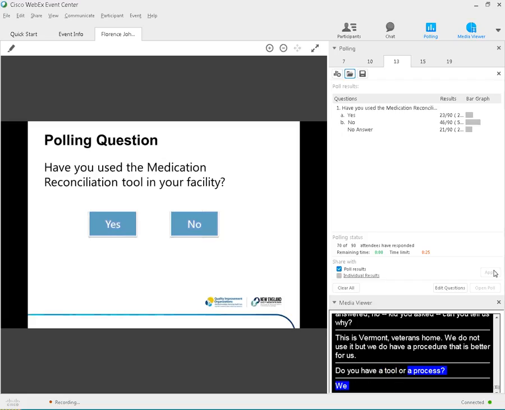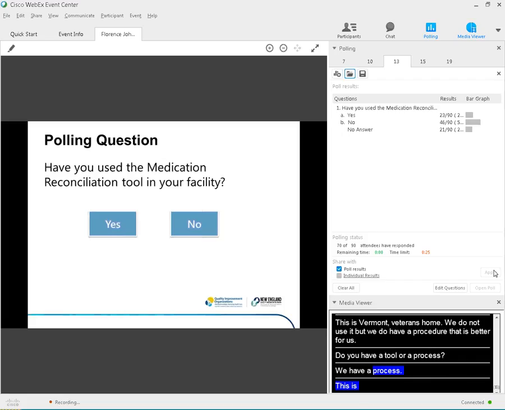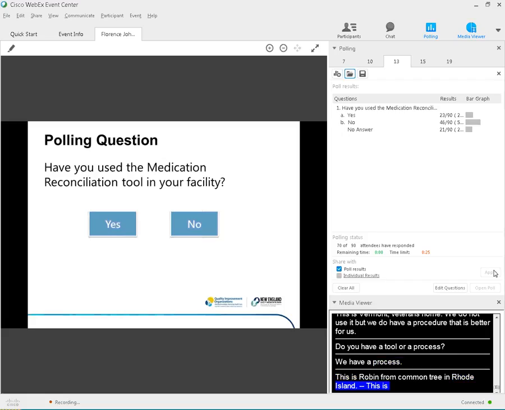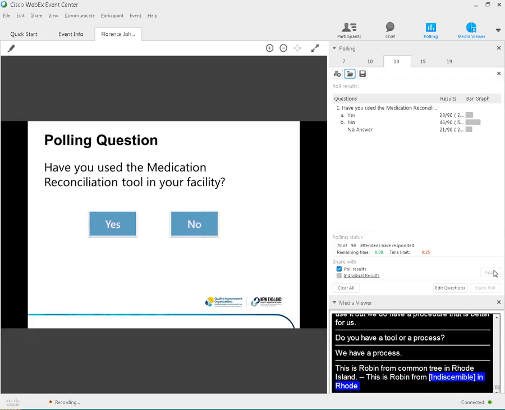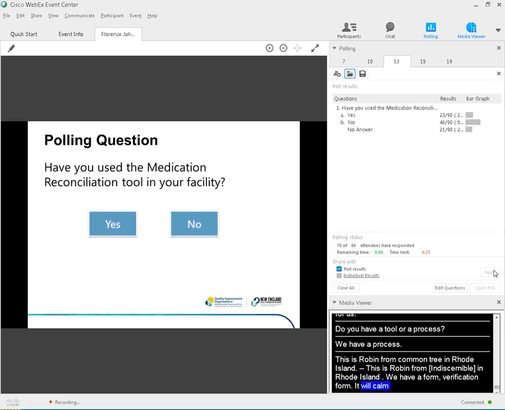This is Robin calling from Coventry in Rhode Island. Okay. We're not using it. I didn't even approach implementing it because in Rhode Island we have a very detailed interagency transfer medication verification form that comes from the hospital with the resident or from another facility if they transfer over. So it seemed very redundant to what we are doing.